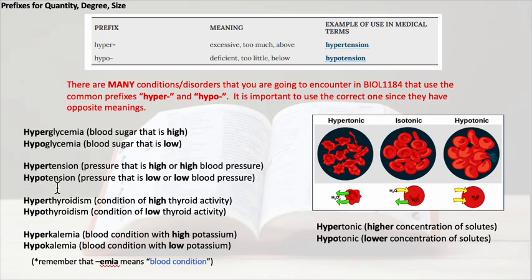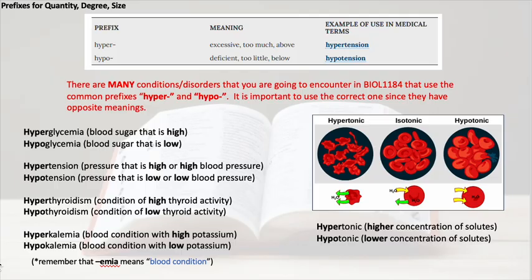Hypertension versus hypotension. Tension is referring to pressure. So hypertension refers to high blood pressure. So high pressure within the vessels of the cardiovascular system. Hypotension refers to low blood pressure. For the thyroid, hyperthyroidism is a condition of high thyroid activity. And on the opposite end of the spectrum, hypothyroidism would be a condition of low thyroid activity.